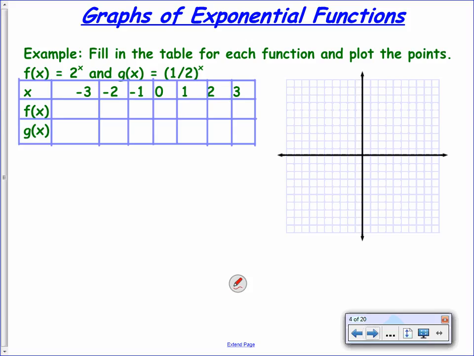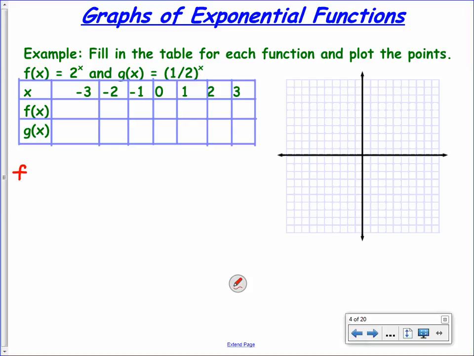Okay, now we're going to get into the graphs of exponential functions. We're just going to start by graphing with a table of values, which I know is kind of a long way to do this, but just to get an idea of what the graphs look like. And we're going to graph f of x equals 2 to the x power, and g of x equals 1/2 to the x power. But let's start with f of x. So again, we're essentially just evaluating the function.